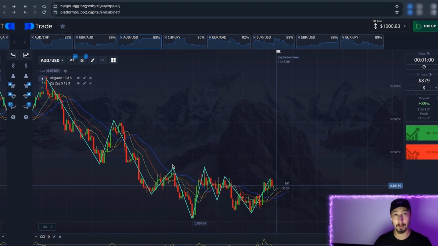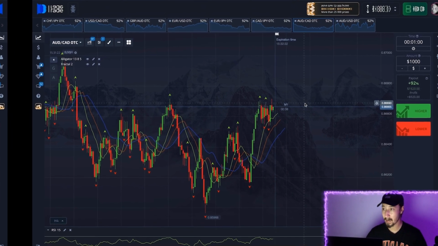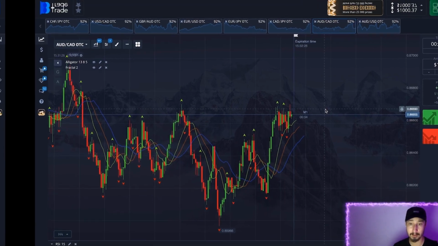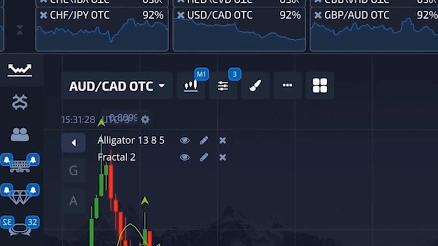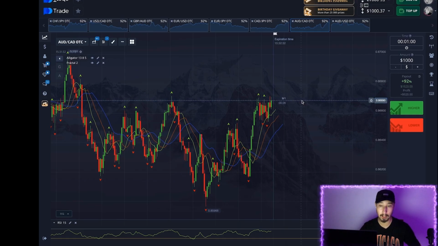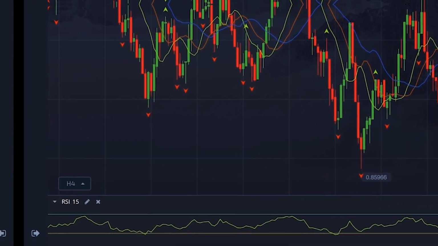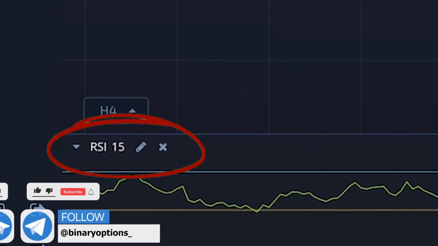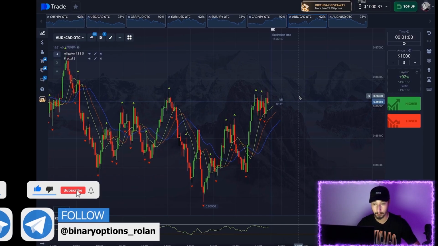And let's move to the second strategy. So guys, I selected OTC pairs. We're going to use other indicators such as the alligator and fractal. We have both of these indicators with default settings, and also the RSI oscillator with a period of 15, and an oversold and overbought area of 30 and 70, also by default.